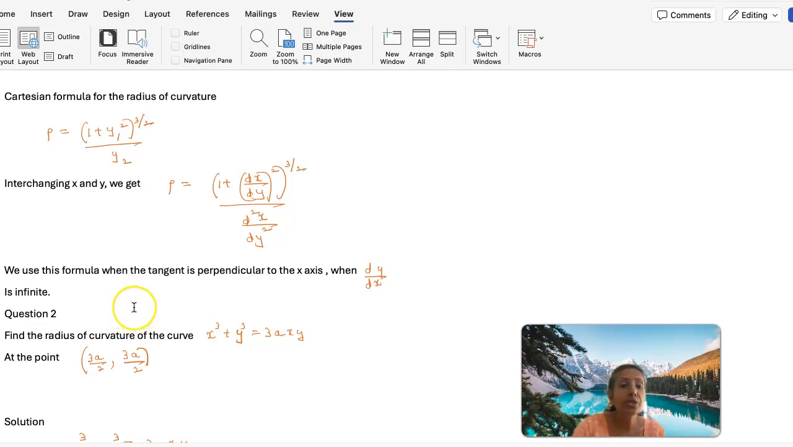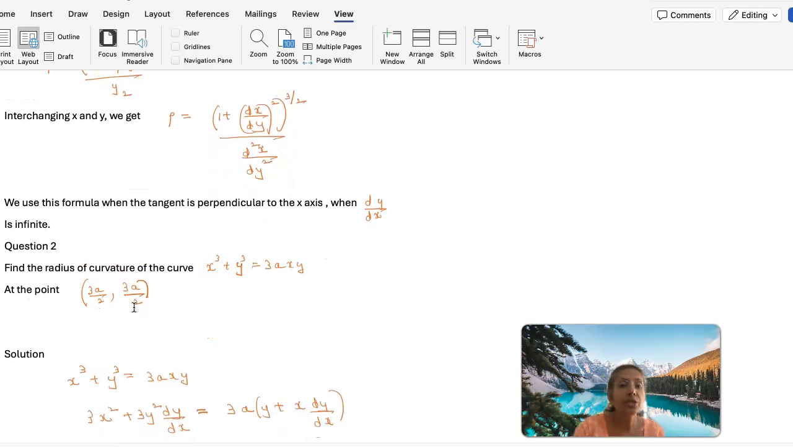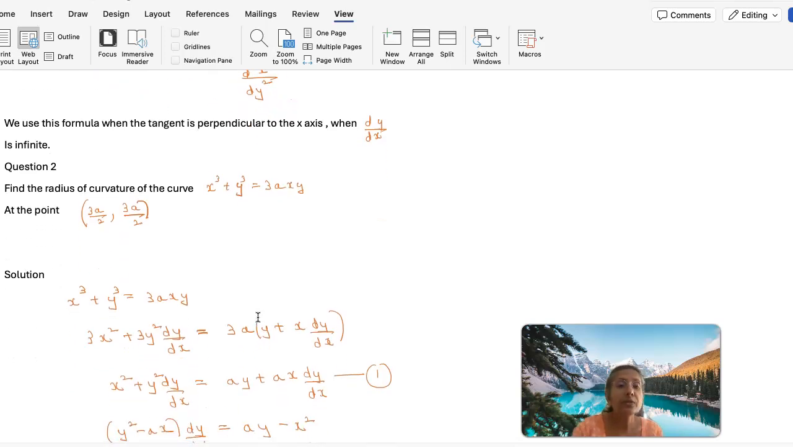So coming to question 2, find the radius of curvature of the curve x cubed plus y cubed equal to 3axy at the point (3a by 2, 3a by 2). So we have x cubed plus y cubed equal to 3axy, differentiate with respect to x. So 3x squared plus 3y squared dy by dx equal to 3a. Apply the product rule here. So you get x dy by dx plus y into d by dx of x, which is 1.